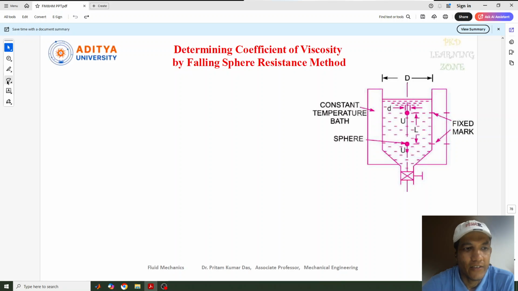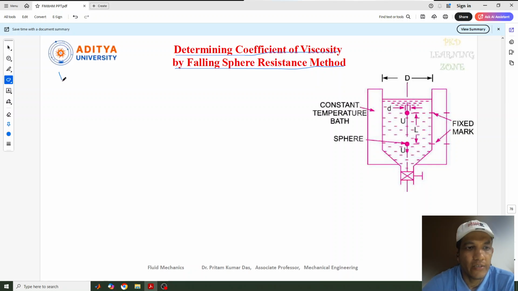In this lecture, we'll discuss how to determine the coefficient of viscosity by the falling sphere resistance method. In our previous lecture, we already discussed another concept, the capillary tube method for determining the coefficient of viscosity. Now this is another method, known as the falling sphere resistance method, for determining the coefficient of viscosity.